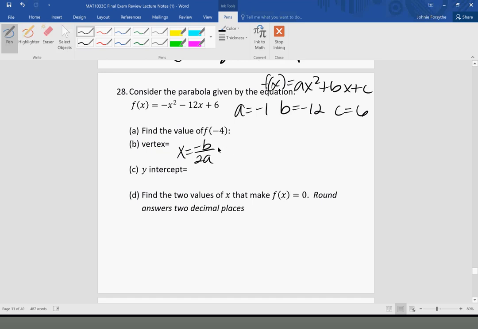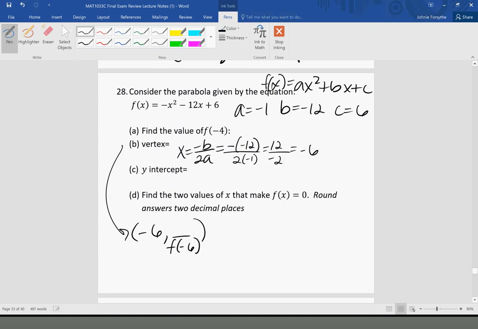So for this problem, to get the vertex, we're going to get the x-coordinate of the vertex by plugging in b and a. In this case, that would be negative times negative 12 over 2 times negative 1. So negative times a negative 12 is a positive 12 over negative 2, which is negative 6. So that's the x-coordinate of your vertex. So it's negative 6 comma something else. To get the something else, we're going to find f of negative 6. We're going to plug that negative 6 into your function to get the y-coordinate.